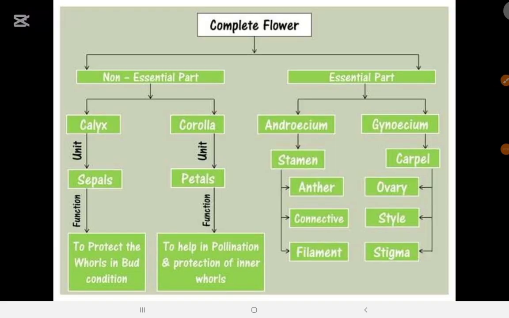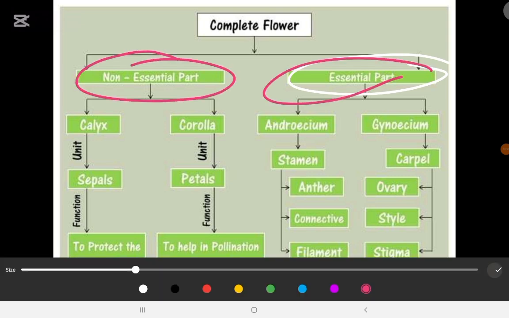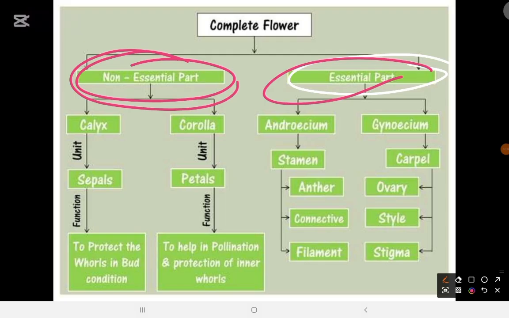Now, a complete flower has two parts. It has the non-essential part, and of course, it has the essential part. So we have the non-essential and the essential part. Then in the non-essential part, we have the calyx, the corolla, the sepal, the petals.